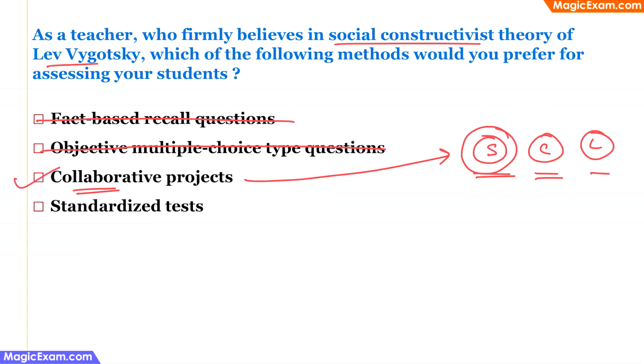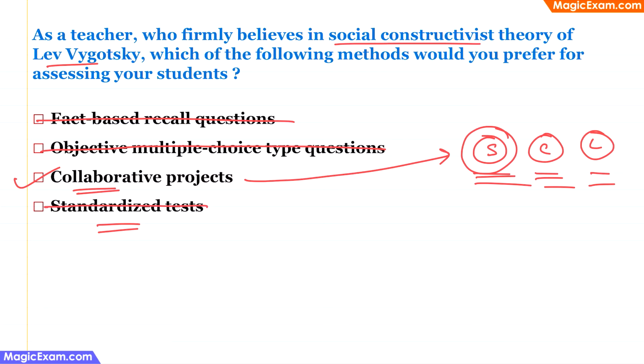And this is the answer to this question. The last one, standardized test. Again, standardized test does not have any social aspect, does not have a major cultural aspect, and it will be written in just one language, that is English. Therefore, it does not have a major linguistic aspect as well. Therefore, this also can be eliminated.